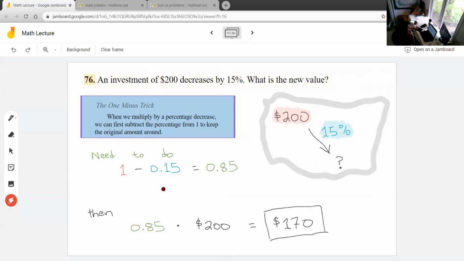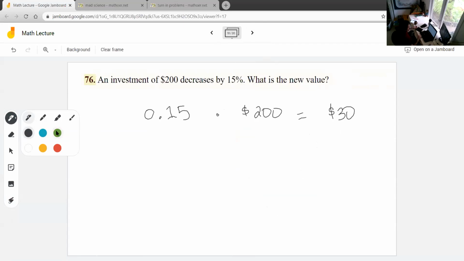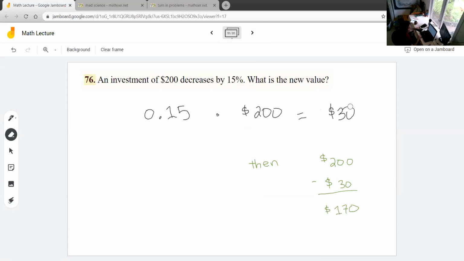So you don't have to do this. We could take the same problem, and again, the trick is just to save you time. We could say, what's 15% of the 200? Find out that the answer is $30. And then the 200 minus the 30 is the 170. There's nothing wrong with doing it in 2 steps. It doesn't take really that much more writing.